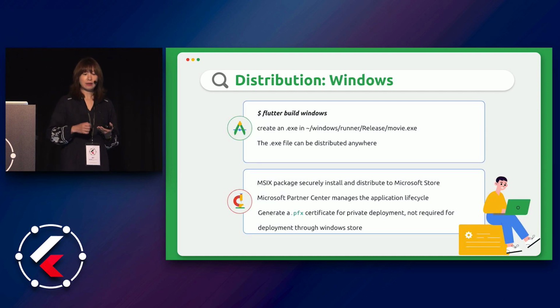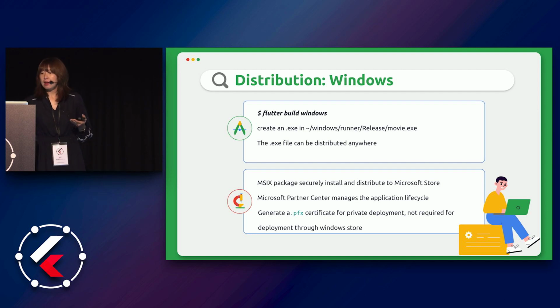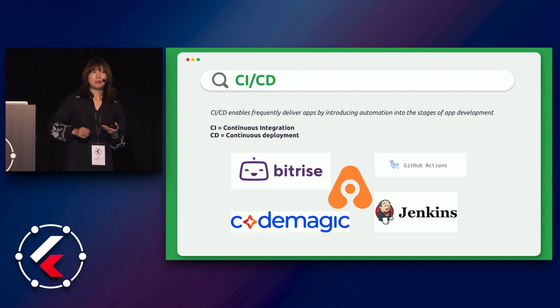So for Windows, it's a bit like Android in a way that you can either distribute your Windows desktop application via the store, and the store manages all the life cycle for you, or you can distribute it on your own website, and you manage the life cycle yourself. So you have different options for Windows applications. But if you don't want to do this manually, which takes a lot of time, you can also use a CI/CD solution.